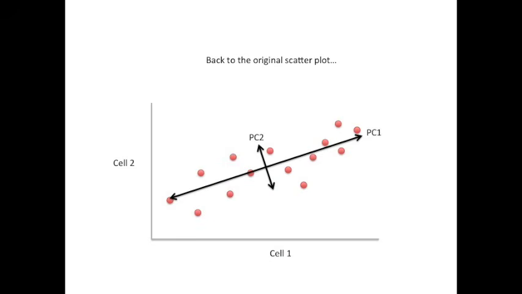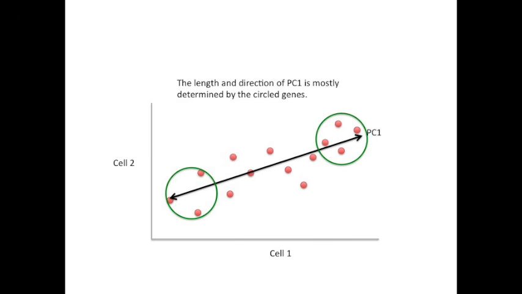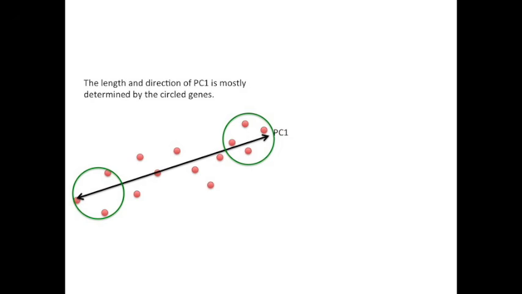To answer your question, we're going to go back to the original scatter plot for 2 cells. For now, let's focus on principal component 1. The length and direction of PC1 is mostly determined by the circle genes, the genes on the endpoints, or the extreme genes. Now we're just going to move the graph over to the left side of the screen so we can put other interesting things on the right side.